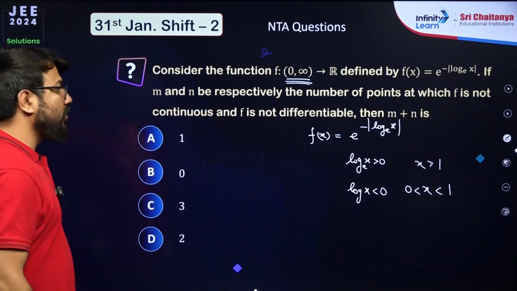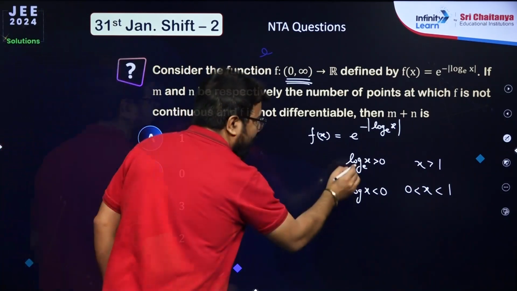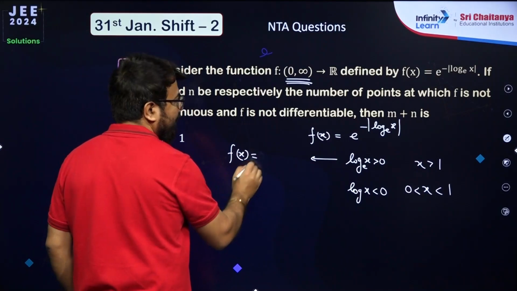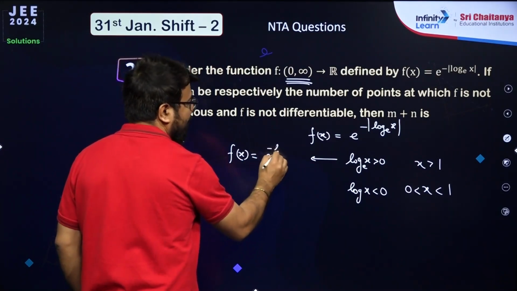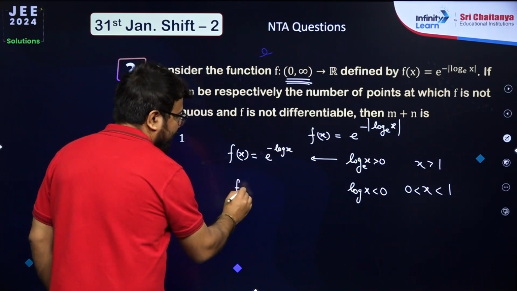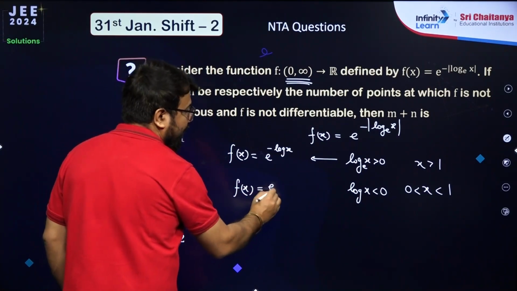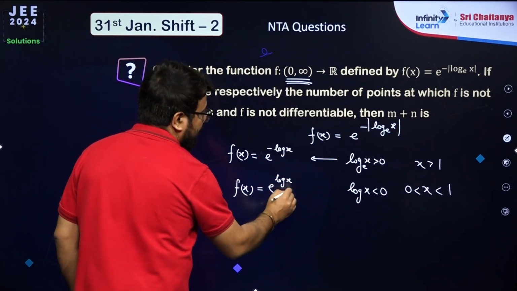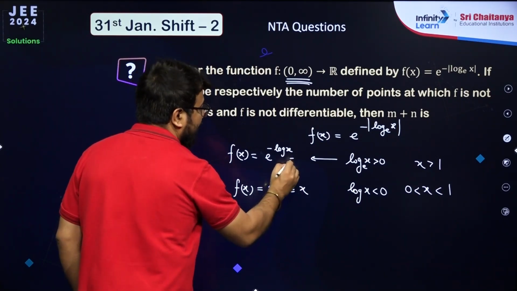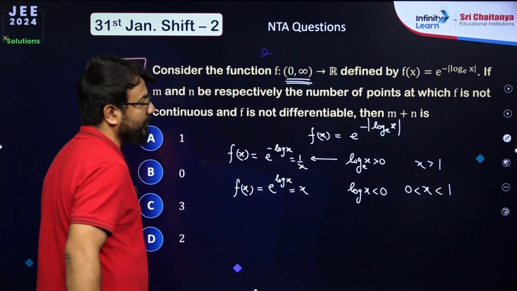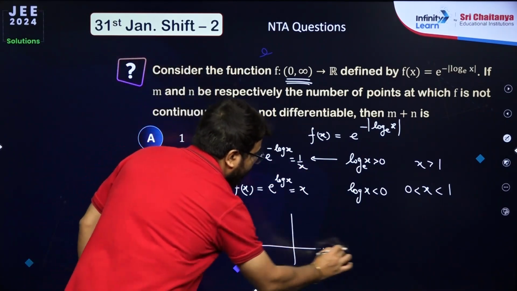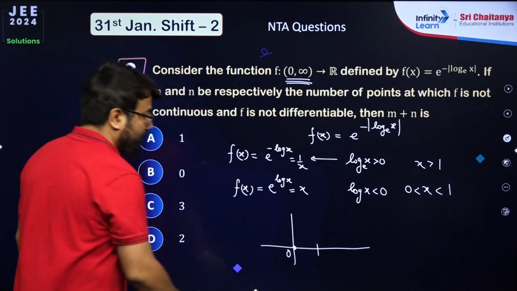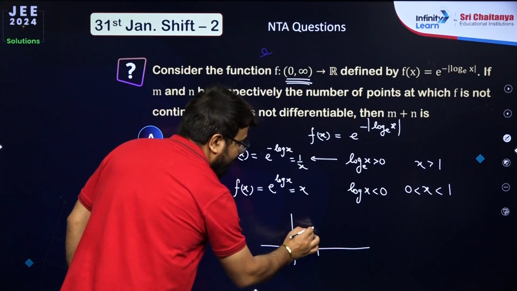Okay. So we can say that for x greater than 1, we will have the function e raised to the power minus log x. And for this expression, we will have the function e raised to the power minus into minus, which becomes plus log x. This will be equal to x itself, and the other will be equal to 1 by x. So from 0 to 1, the y equals x function is plotted.